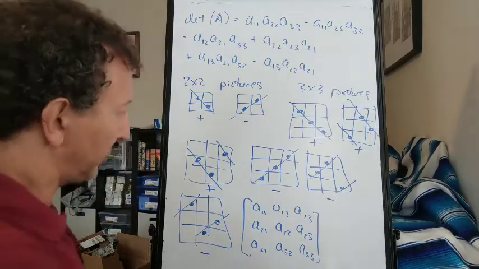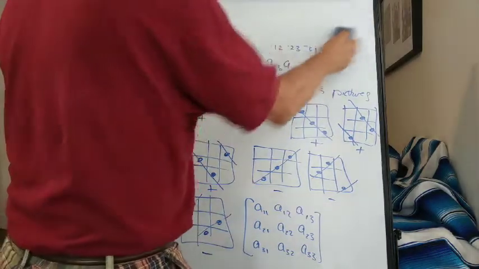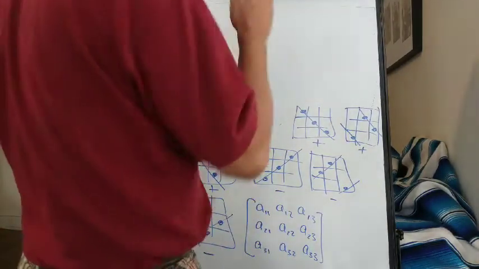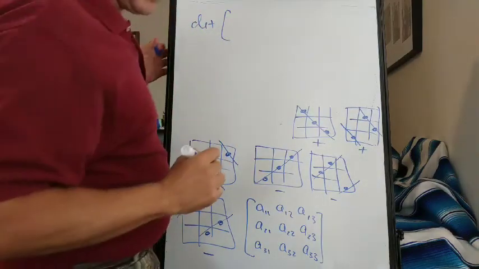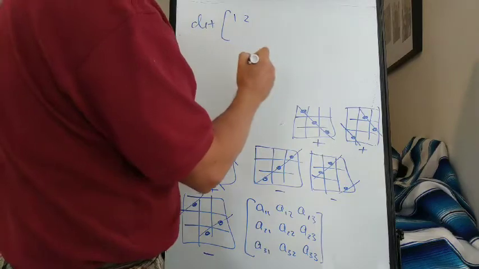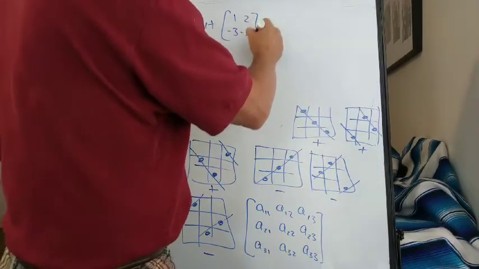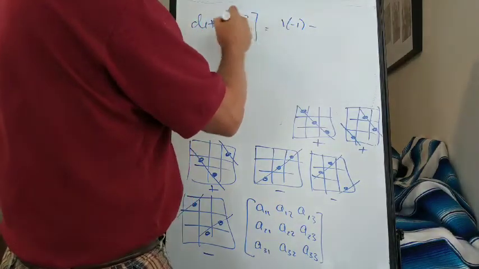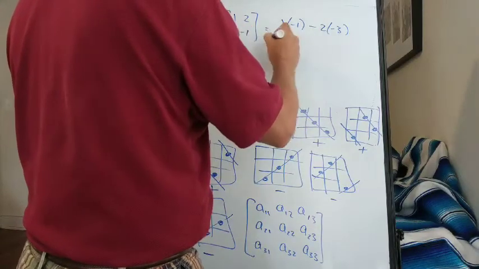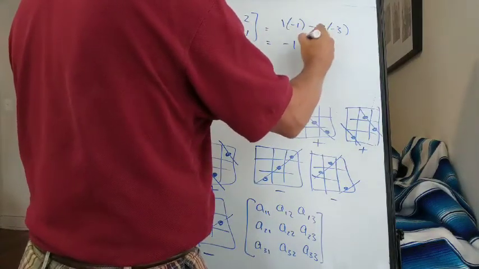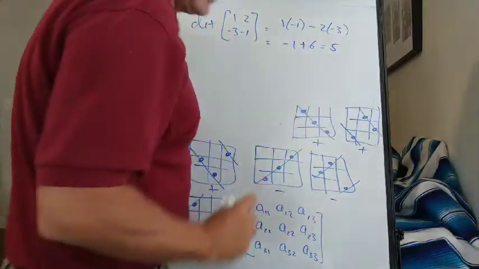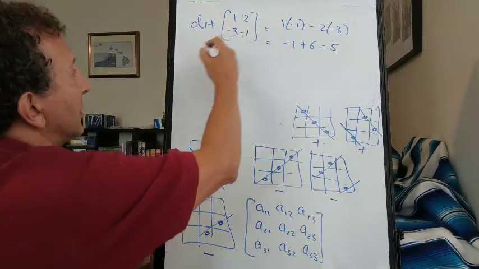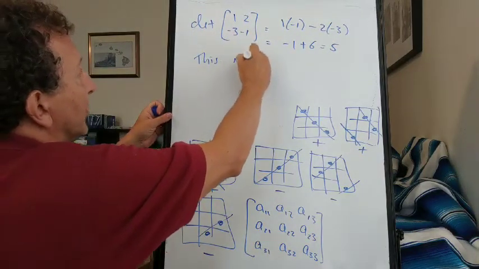So let's do an example with numbers. We want to take the determinant of the 2 by 2 matrix 1, 2, negative 3, negative 1. That's 1 times negative 1 minus 2 times negative 3. So that's negative 1 plus 6, which is 5. Since that determinant is non-zero, this matrix is invertible.